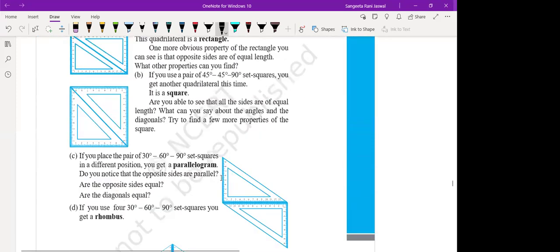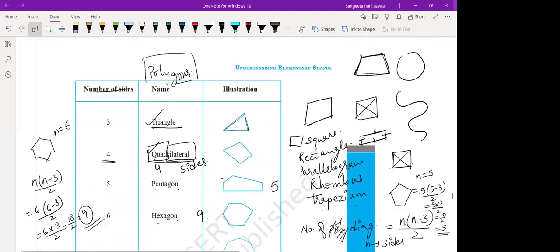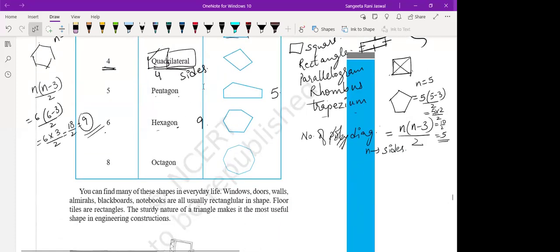So let's go through the properties of these quadrilaterals quickly. Now see, the triangle has three sides. A quadrilateral is a four-sided figure, then pentagon, hexagon, and octagon is eight-sided. There is a seven-sided figure also, which is a heptagon.